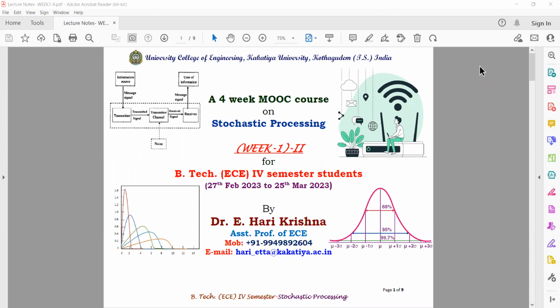So in the previous session, the introduction of sample space, random variables, properties of cumulative distribution function, properties of probability density function, and some important PDFs and CDFs have been discussed. Now, in this session, the operations on single random variables will be discussed.